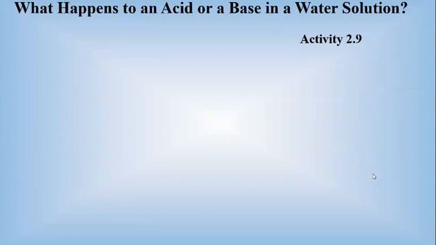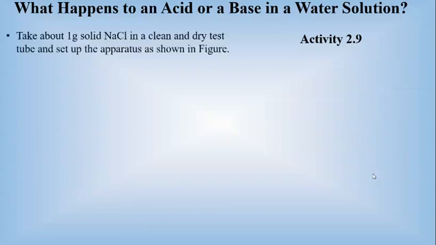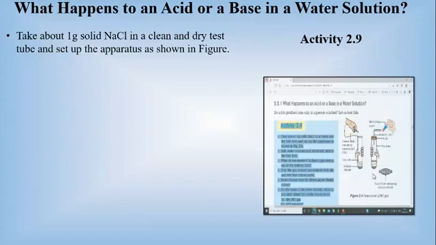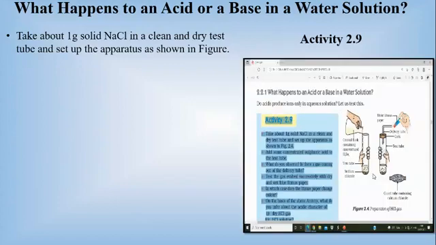To understand this, we have an activity, that is activity 2.9. Take about 1 gram solid NaCl in a clean and dry test tube and set up the apparatus as shown in the figure. So you can just check in your textbook, that is on page number 23. We have the picture.